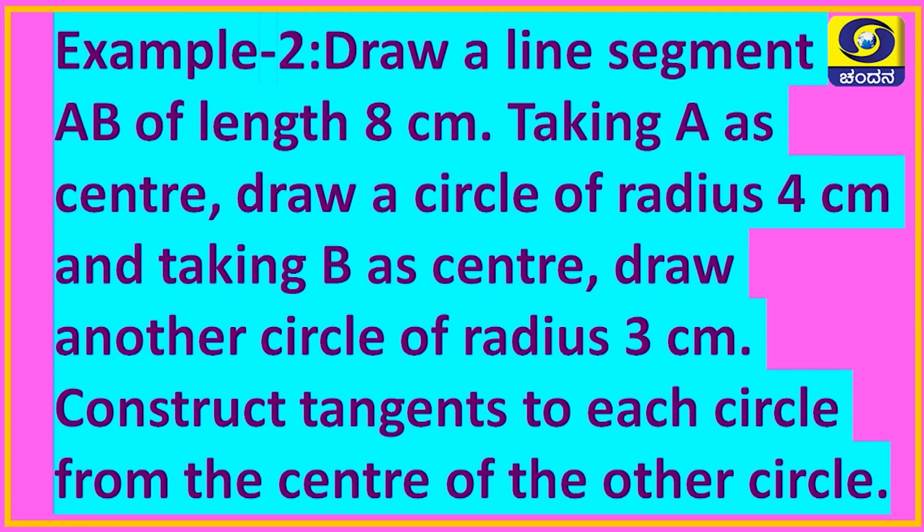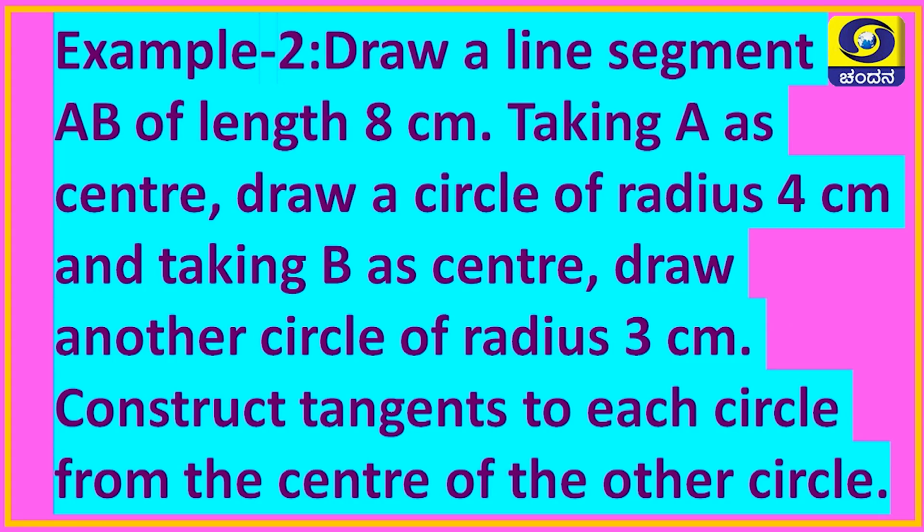Draw a line segment AB of length 8 cm. Taking A as center, draw a circle of radius 4 cm. Again, taking B as center, draw another circle of radius 3 cm. It means you have to take a line segment of 8 cm. Then at center A, you have to make one circle of radius 4 cm. Again, taking B as center, you have to make one more circle of radius 3 cm.